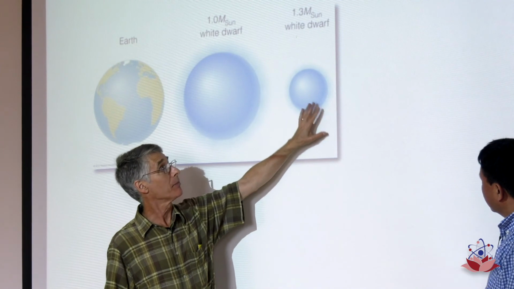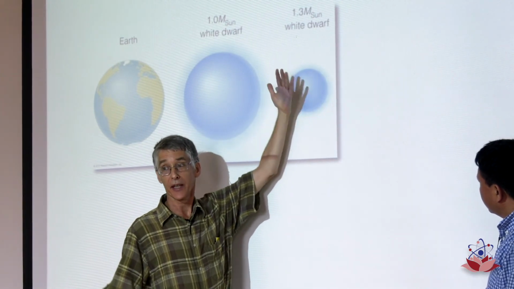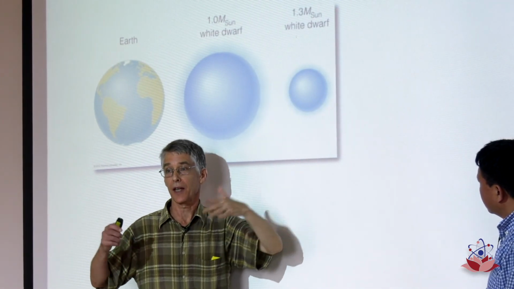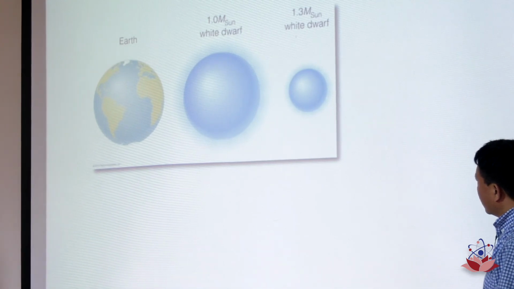Curiously, if you add mass to a white dwarf, it shrinks because gravity is getting much, much stronger.